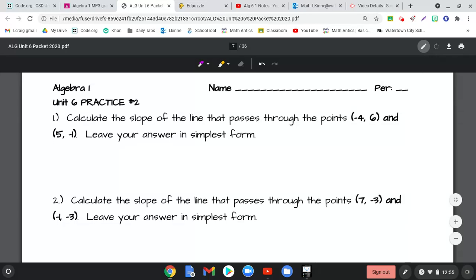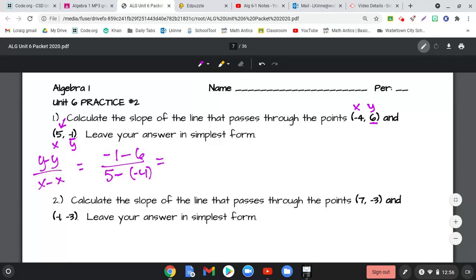So our formula, remember, is y minus y over x minus x. So you have 2 points. Here's your x and your y. Here's your x and your y. So when you're doing this, you want to subtract the y's first, and it doesn't matter which point you start with. So if I do -1 minus 6, then since I started with -1, I'm going to have to start with 5 minus -4. So again, it's y minus y, so -1 minus 6, and then 5 minus -4.